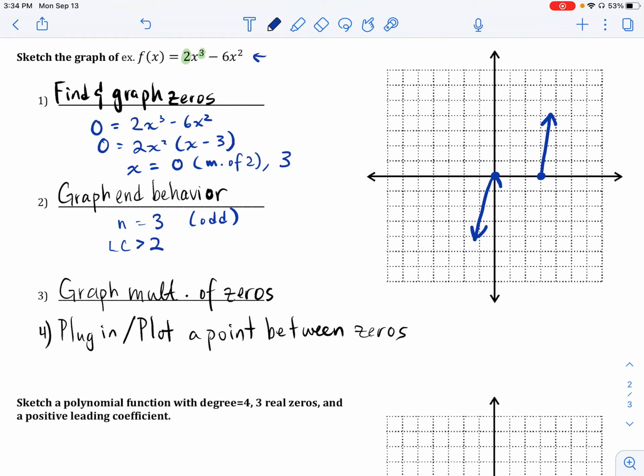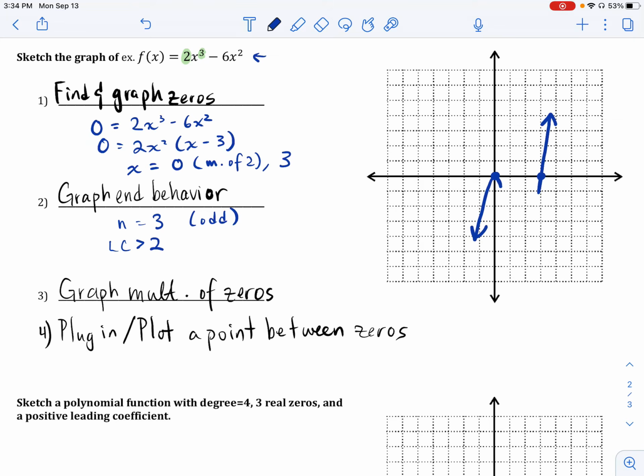Now, we know that the graph has got to go down, and it has to come back up to hit the other 0 at 3. So when we're going to our 0 at 3, that multiplicity is odd, so it's going to cross through here, right? So we're just sketching a general idea of how it's behaving at that 0.